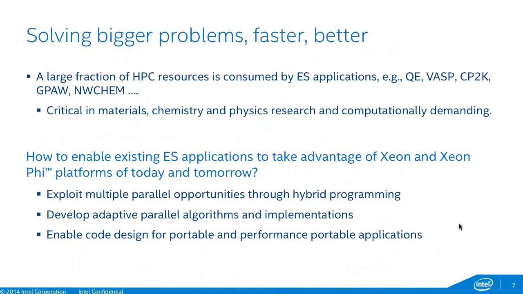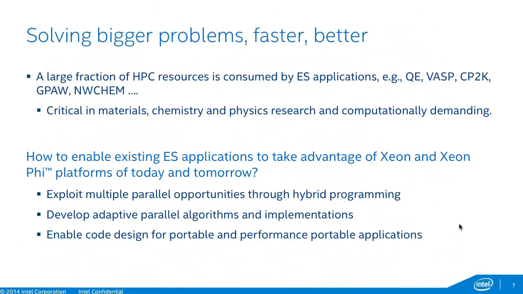So we are going to focus on how to actually exploit multiple parallel opportunities in this application through hybrid programming. The reason I went over the formula a little bit carefully was because you can immediately see the multiple ways to parallelize this method and how we are going to map that to the architecture. That's one thing we want to think about.